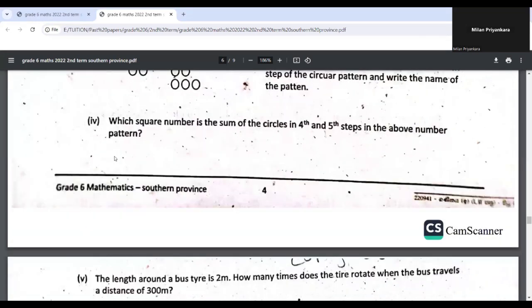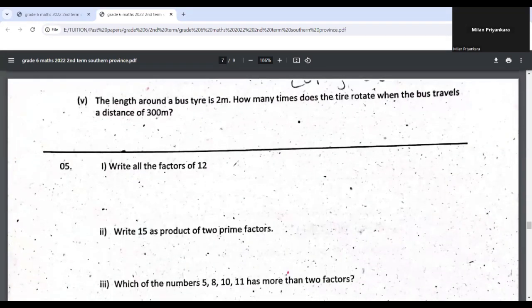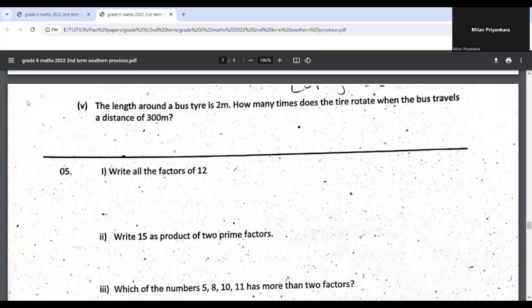And then let's go to the fifth part. The length around a bus tire is 2 meters. How many times does the tire rotate when the bus travels a distance of 300 meters? So this length around the tire is 2 meters, right? So the length is something like this. This length is 2 meters.